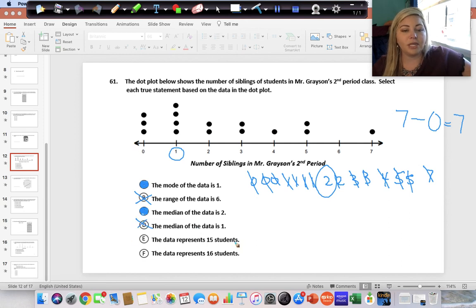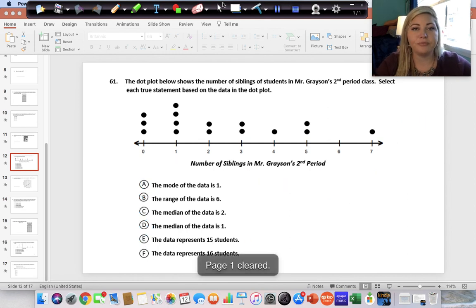The data represents 15 students. So we have 7, 8, 9, 10, 11, 12, 13, 14, 15. You can count all of the dots. That represents the students. So that is true. There are 15 dots. And then there are not 16 dots because F says the data represents 16 students, which is not true.